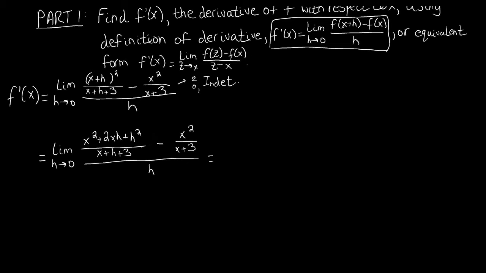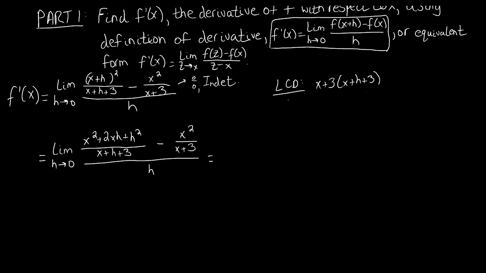So what we need to do for that is we need to have the same denominator in both fractions. And we can make that happen. It's just going to take a little bit of multiplication. So in our case here, what we're going to do to find our LCD is multiply the two denominators together. So we have x plus 3 times x plus h plus 3.